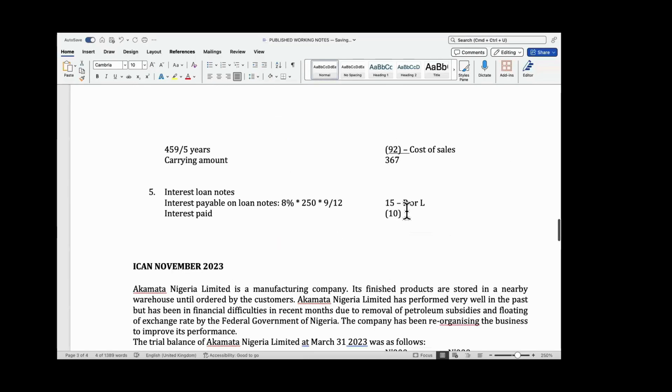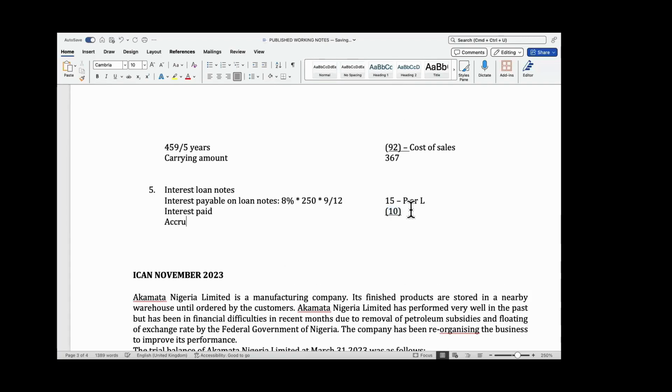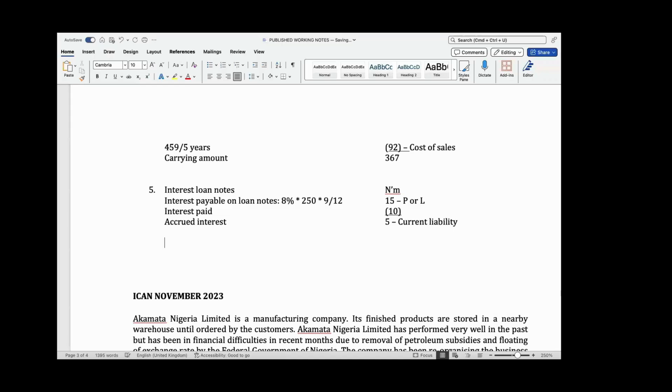So that means there's an accrued interest. There's an accrued interest of 5 that I'll recognize as a current liability in my books. There's an accrued interest of 5, and setting up this in millions. So that's for that interest on loan.